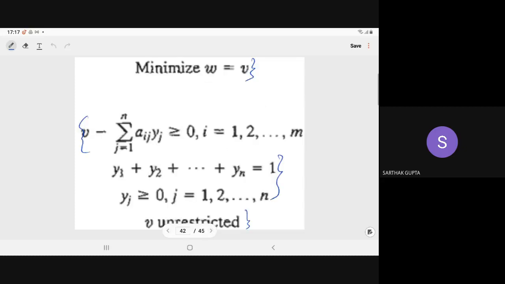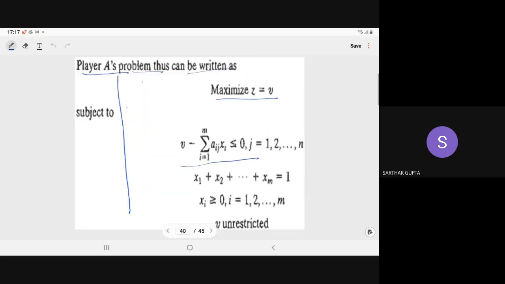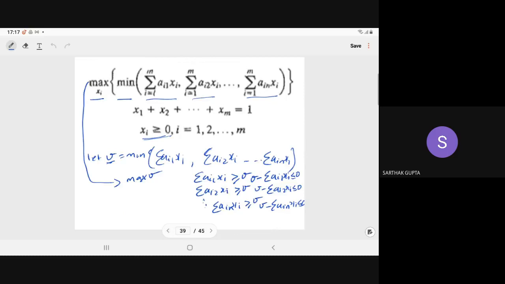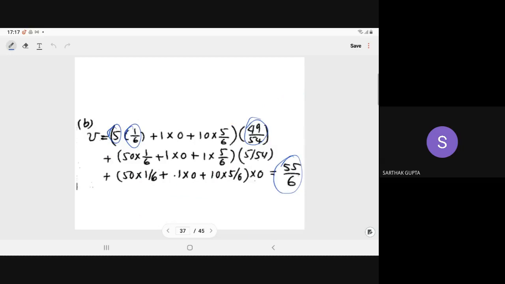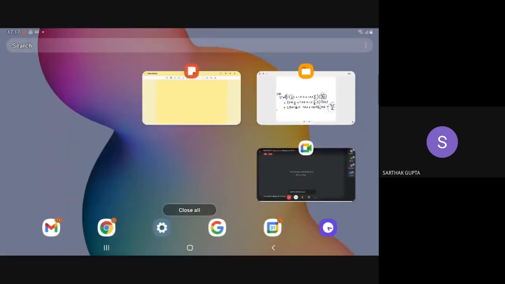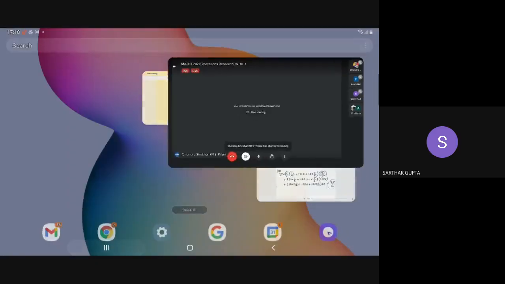Now, any doubt in transforming the payoff matrix into the linear program? Then we have the example. Anything you want to ask here? It is important. Yes, anybody? So hopefully there is no doubt.